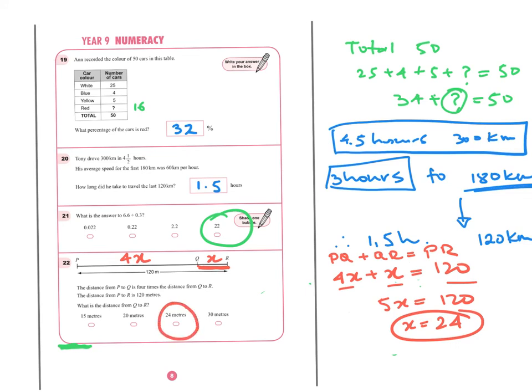Be careful, because they may ask you what is the distance from P to Q, and then you would go 4 times the x that you just calculated. Okay. So this would be all for part B, NAPLAN Year 9 non-calculator one.